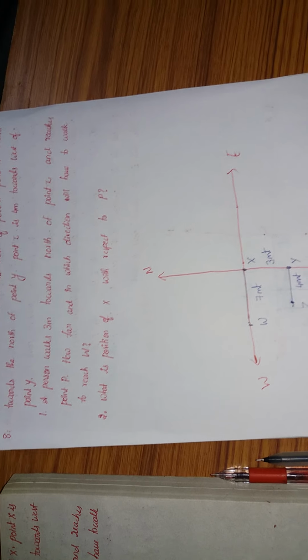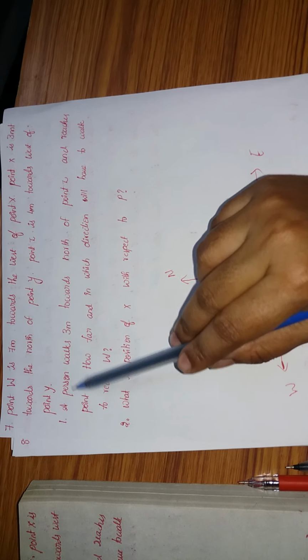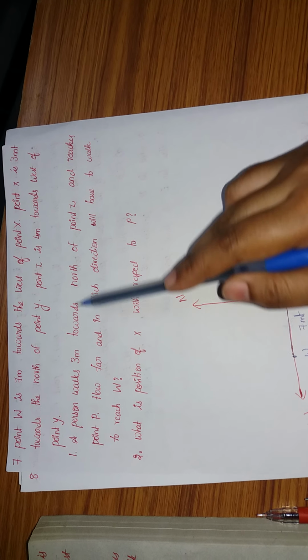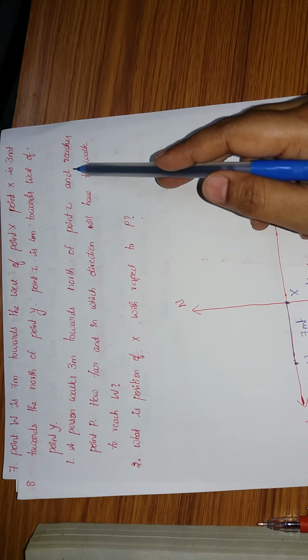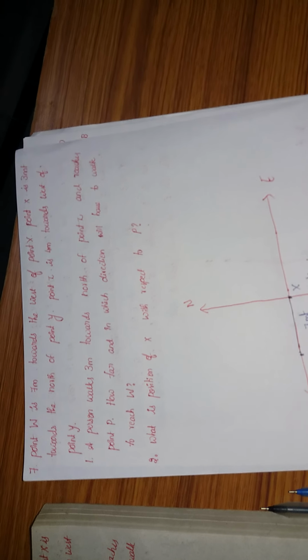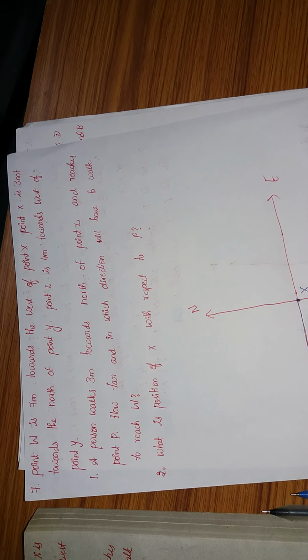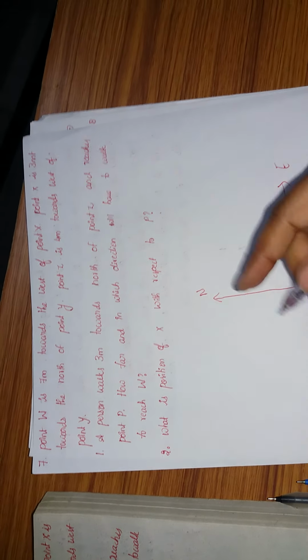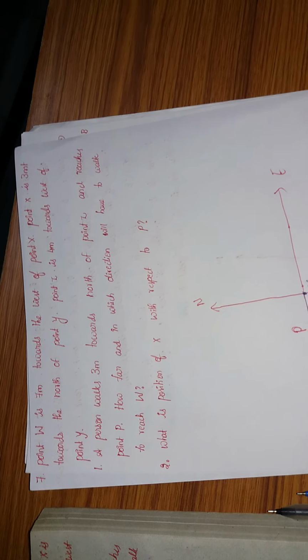Next, a person walks 3 meters towards the north of point Z. Means from Z, the person walks 3 meters, is present here in the north direction, and reaches point P. So here the point is P.